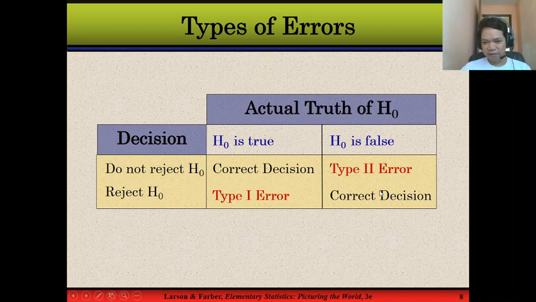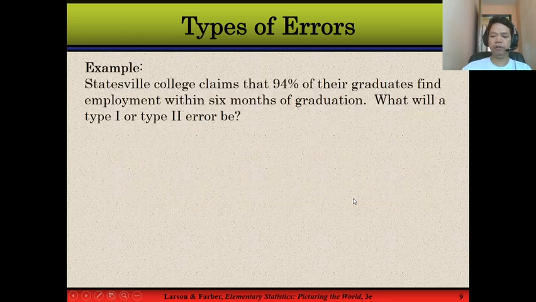Now, let's look at this column. The null hypothesis daw is false. Okay? Tapos, inaccept mo yon. False yung null hypothesis mo. Do not reject H0. Ibig sabihin, accept. Type 2 error. Diba? Mali yung null hypothesis mo, tapos inaccept mo eh. Okay? Now, ano yung other case? Null hypothesis is false. Tapos, nireject mo yung null hypothesis na yon. Correct decision. Kasi mali yung null hypothesis. So, tama lang siya na i-reject. Right? So, you have a correct decision.